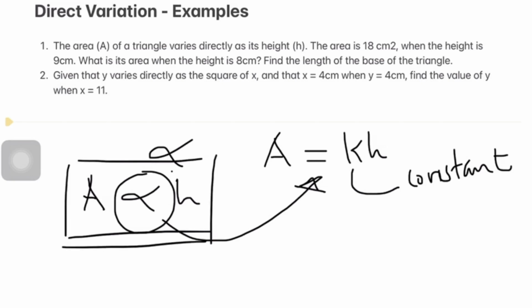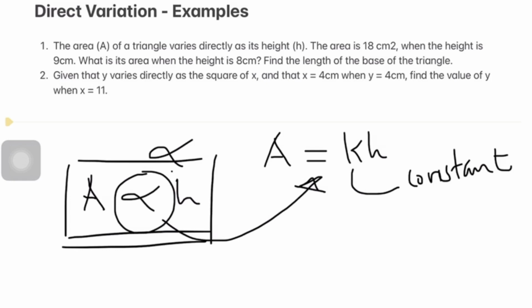So you have A varies directly as H, and then you have to change it in such a way that you have an equal sign. And for you to have the equal sign, you have to have the constant of proportionality, the K. So we have A is equal to KH. Now we can just go directly and replace A and H and then find the value of K. Once we have the value of K, then we can go back and solve and answer those questions.